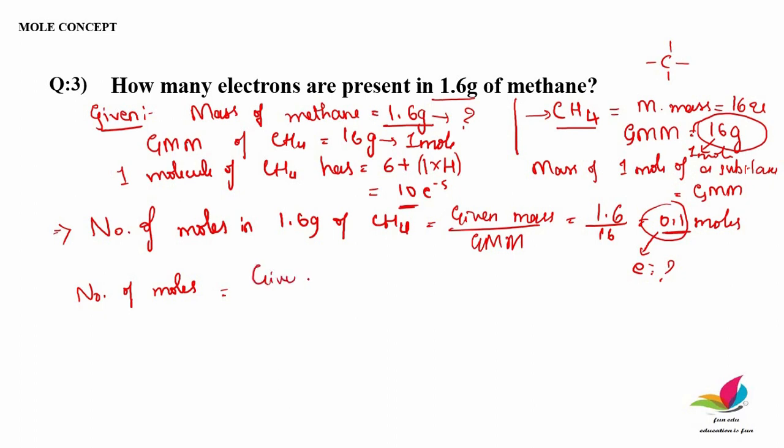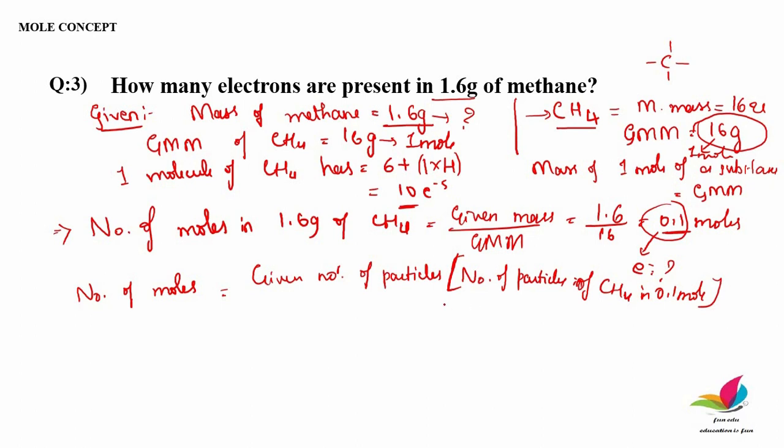Correct? So given number of particles. So here given number of particles is nothing but what? Number of particles of methane in 0.1 mole. Correct? This is nothing but same, right? Given number of particles means what? In 0.1 mole of methane, how many number of particles of methane is present? That's what it means. Correct? So divided by Avogadro number.